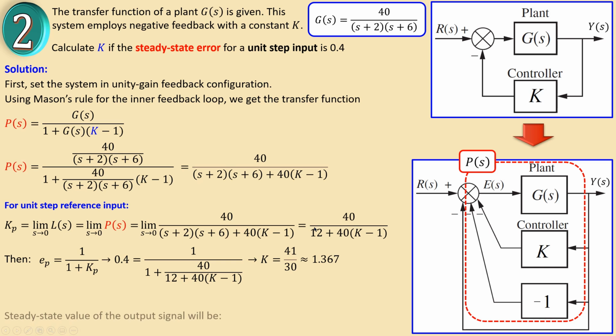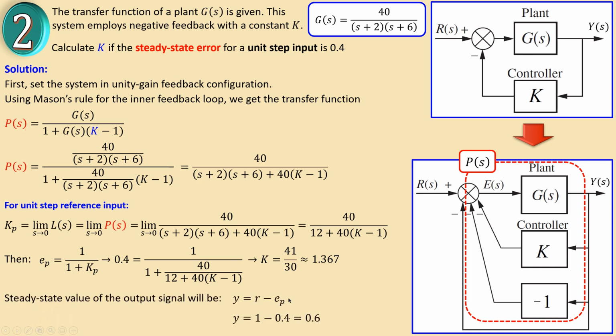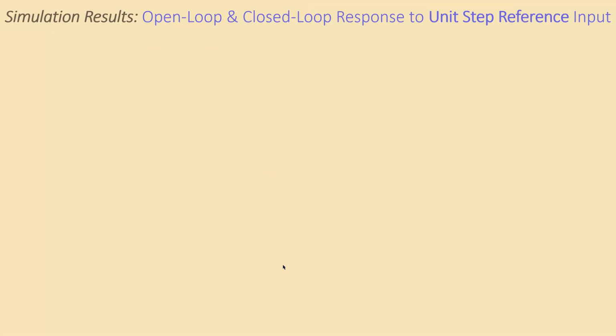So the steady state value of the output signal will be, using again the similar formula, the output y is equal to the reference minus the error, and that will be 0.6. So we will see in the simulation, if this calculation is correct, that the output is 0.6. So let's check that in the simulations.